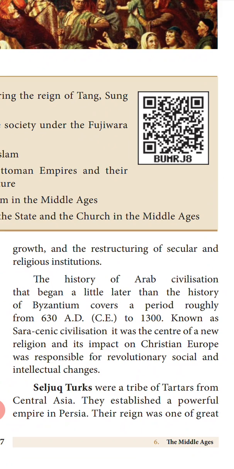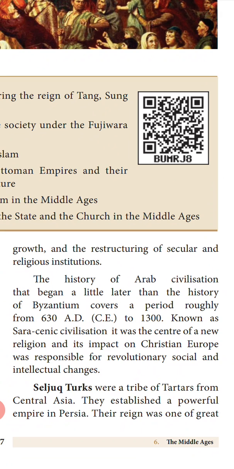Saracenic civilization was the center of a new religion, and its impact on Christian Europe was responsible for revolutionary social and intellectual changes in the Middle Ages. The Islamic influence impacted the Christians in the European continent. Now let us know about the Turks, the Seljuk Turks and the Ottoman Turks. The Seljuk Turks were tribal Tartars from Central Asia.